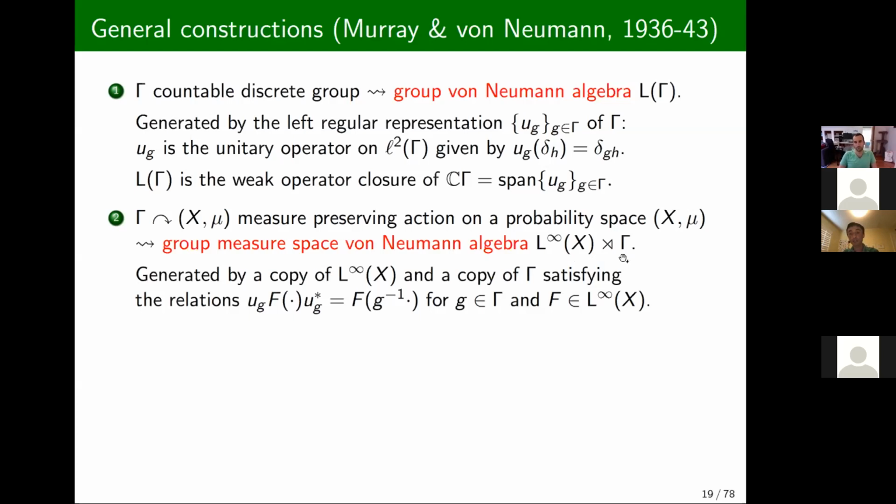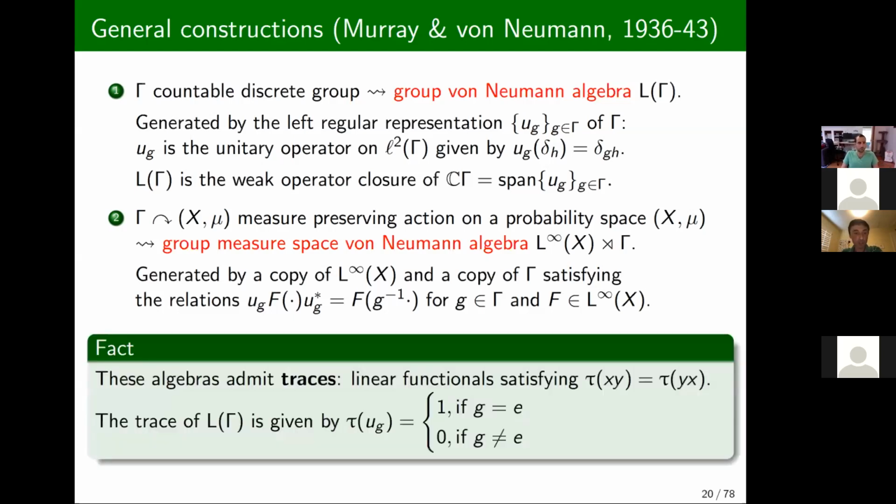And gamma is a group of unitaries that normalizes L infinity of X. And specifically, if you take a function f in L infinity of X and you conjugate it with u_g, then you get f composed with multiplication by g inverse. So the group gamma acts on L infinity of X and really implements, through this action, the action of gamma on X.